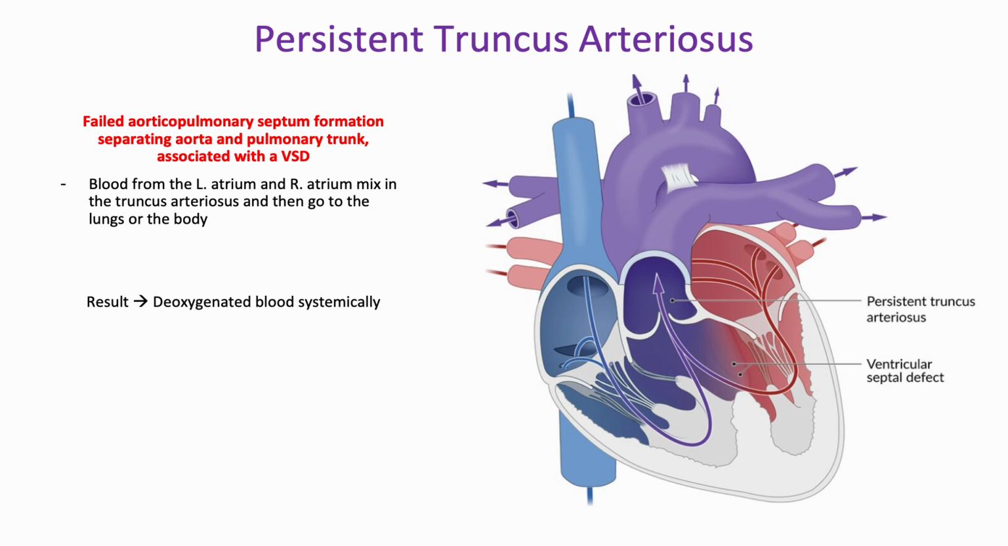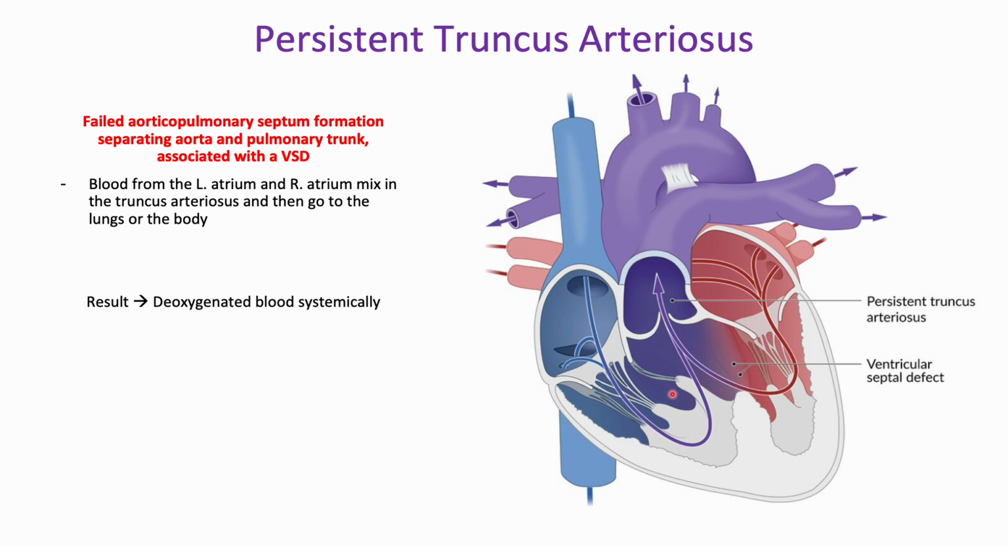Next up, we have persistent truncus arteriosus. So remember that the truncus arteriosus is giving rise to those outflow vessels, and we're supposed to have the aorticopulmonary septum separating the pulmonary trunk and aorta. Well, if that does not happen, and we have failed aorticopulmonary septum formation, we're going to have just one giant tube that's leading into both the pulmonary trunk and the aorta.